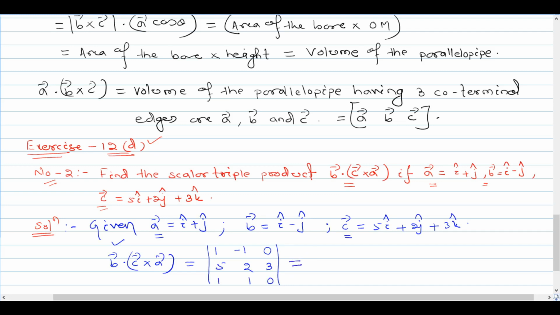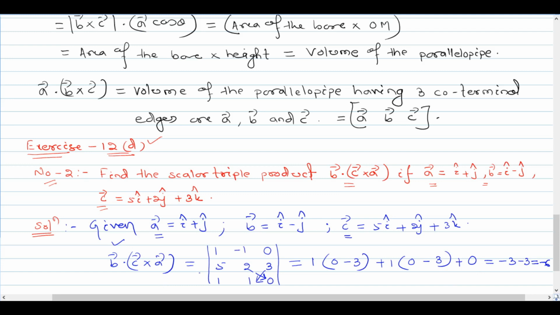Now determinant you can find yourself, that is 1 into (2 cross 0 minus 3 into 1), that is 0 minus 3, minus 1, plus 1 whole into (5 into 0), that is 0 minus 3, and plus 0 into something is 0. So that is minus 3 into 1 minus 3, that is minus 6. Okay, do you follow? So this is scalar triple product.